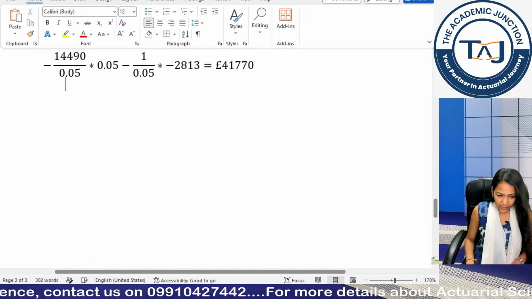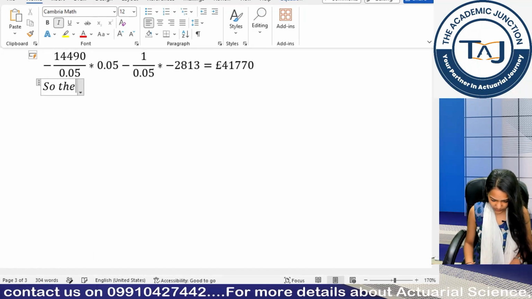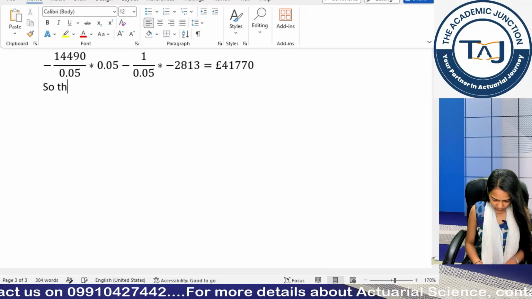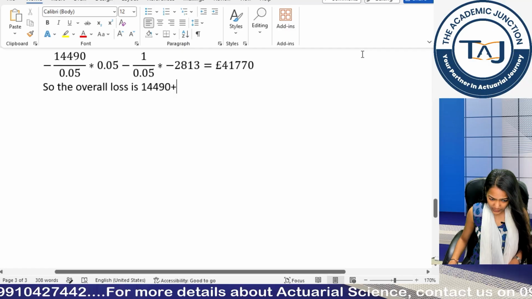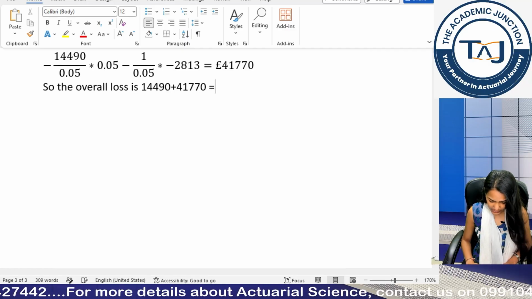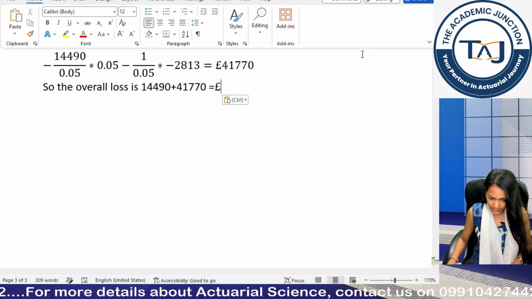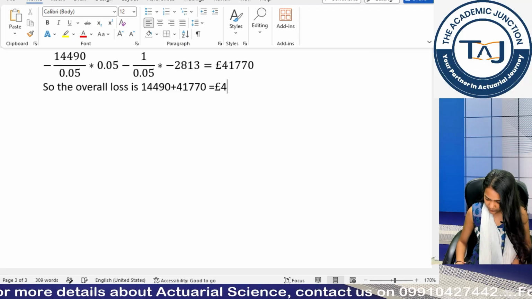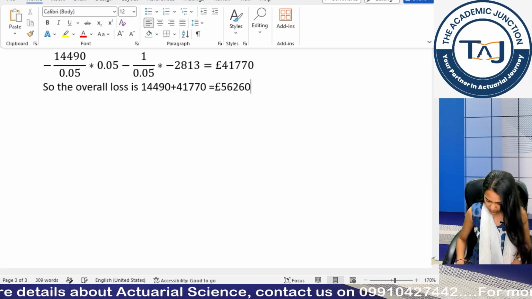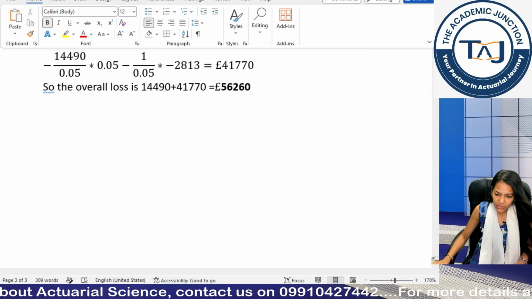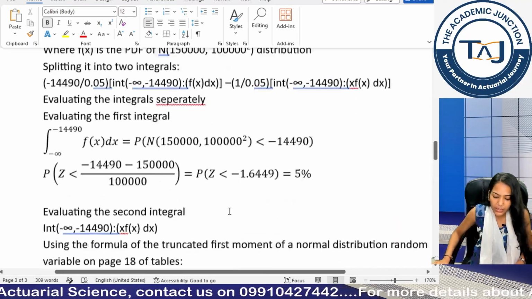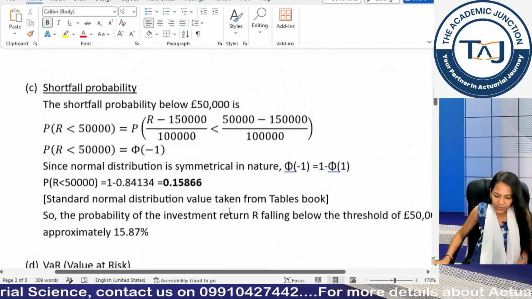Okay, so the overall loss is 14490 plus 41770 is equal to, control V for a pound sign, and then we have 56260, and then we bold this answer. So this was the question. This was a good question where we could cover all types of measures of investment risk.